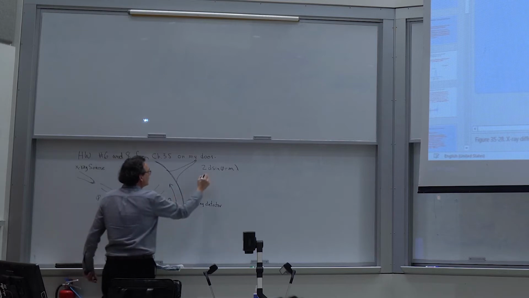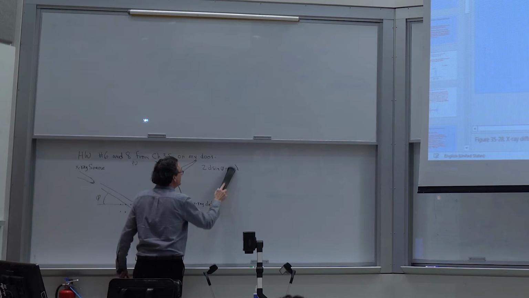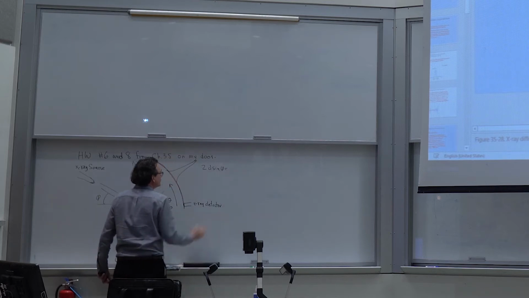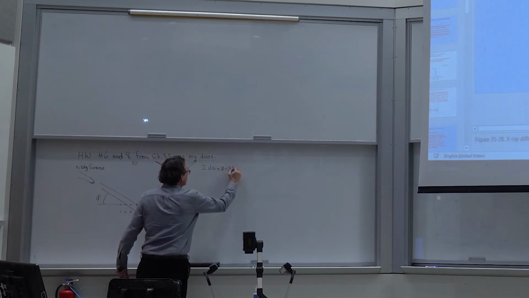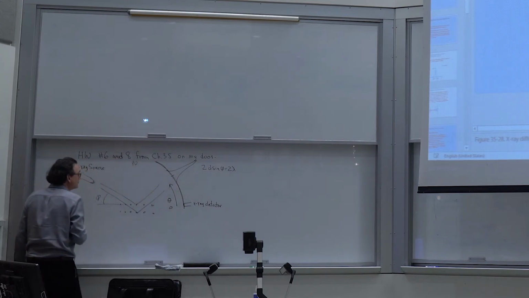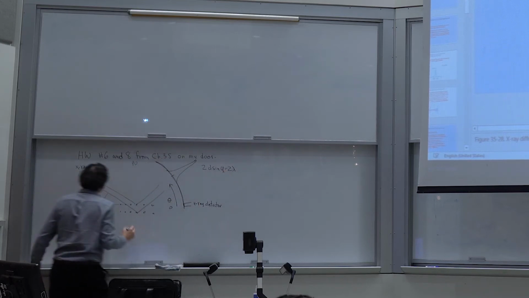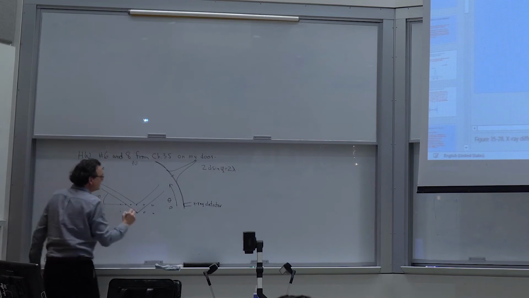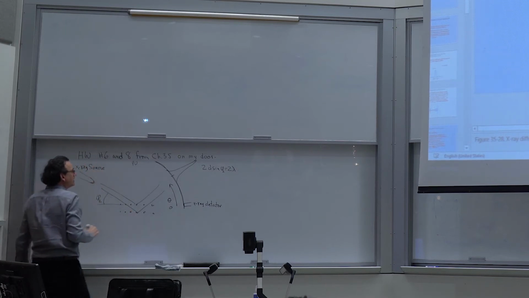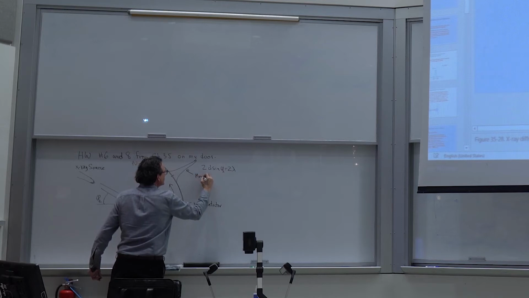And whenever, let's say, for example, 2d sine phi is equal to 2 times lambda, then I will get an intensity maximum right here. And if I lower it down to, and I'll call this phi sub 2, then I will get a maximum reflected intensity.